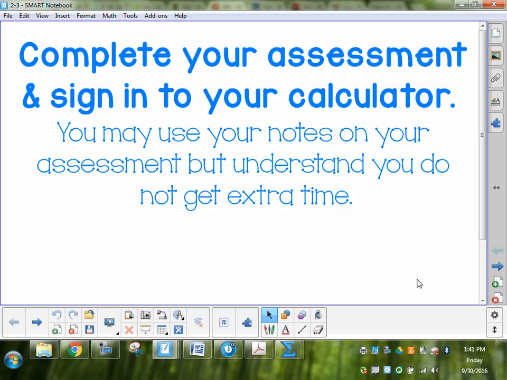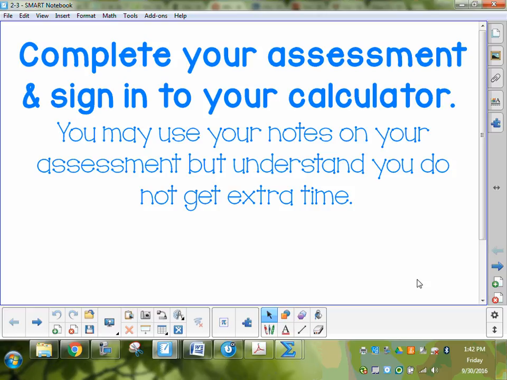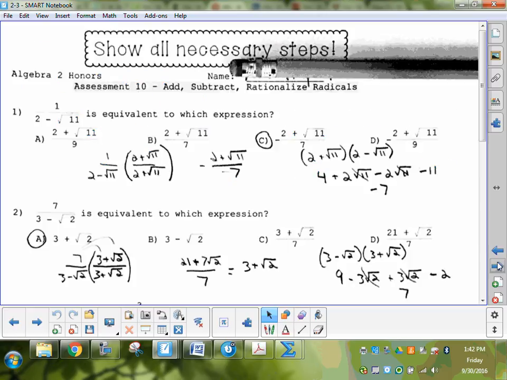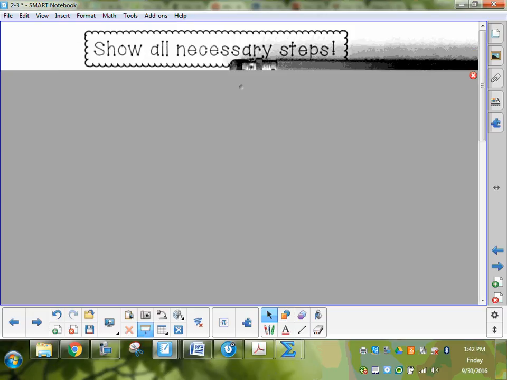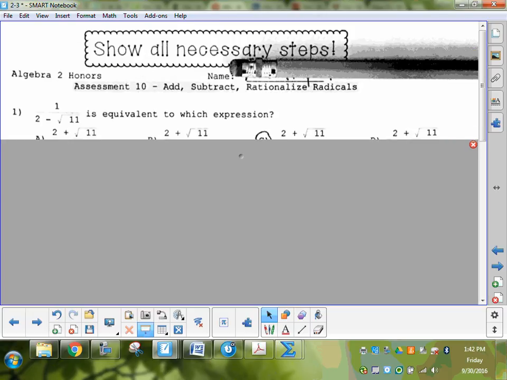Now, we have a lot that we need to go through and cover, but as long as all of the assessments are in, we'll start looking at what we should have had for the last one. This was someone's from last year. Hands up, please, and tell me what you need to do in number one in order to rationalize that expression.